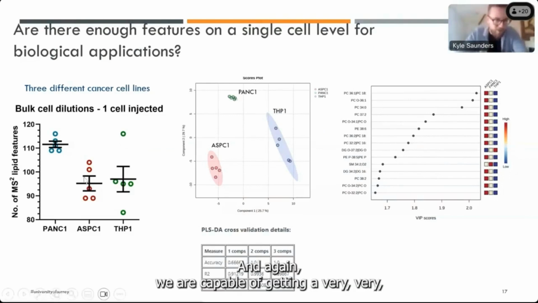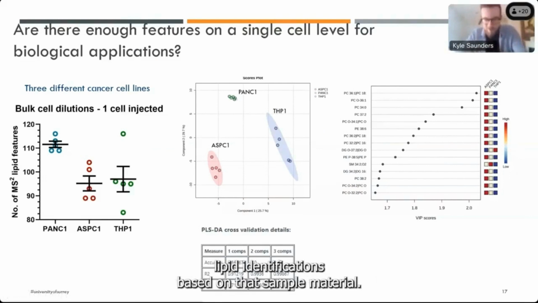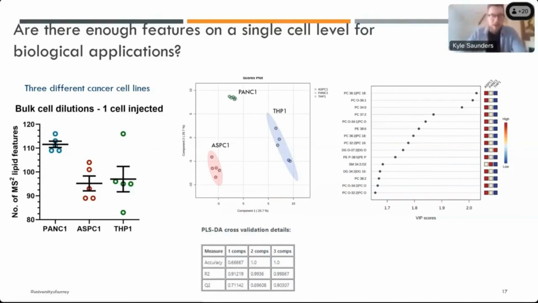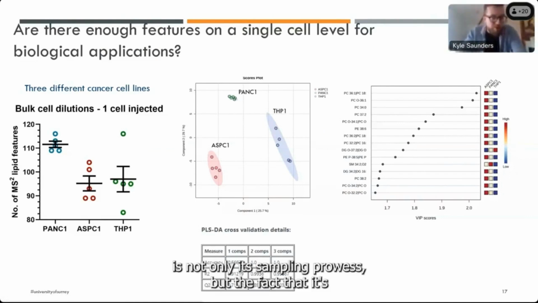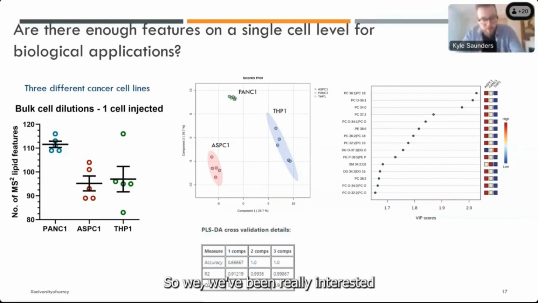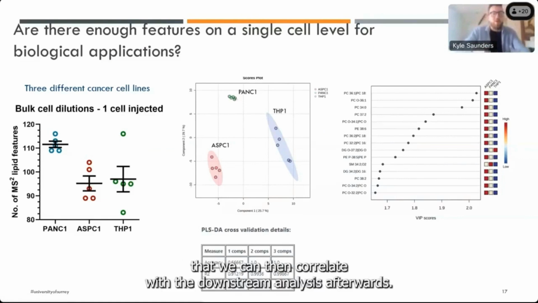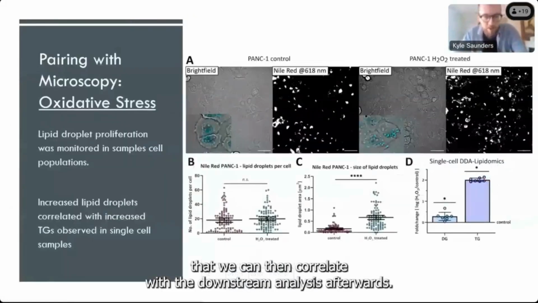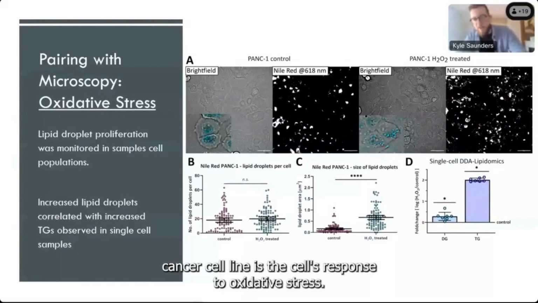And again, we are capable of getting a very, very respectable number of MSMS validated lipid identifications from that sample material. So one of the really nice things about using the SS2000 is not only its sampling prowess, but the fact that it's a confocal microscope and a pretty powerful one. So we've been really interested in getting some fluorescent microscopy that we can then correlate with the downstream analysis afterwards. And one of the examples of us doing that, still with regards to the pancreatic cancer cell lines, is how the cells respond to oxidative stress.